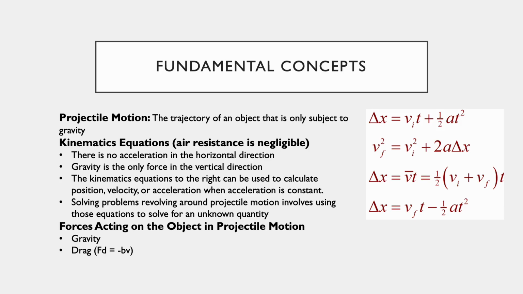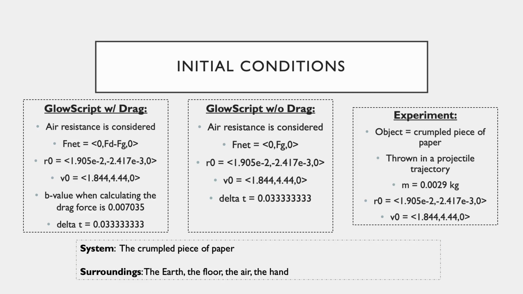In the real world, both gravity and drag act on objects in projectile motion, but in the experiment, drag was only considered in one of the modeled simulations. In all three experimental settings, our initial r was 0.1905 meters in the x direction and negative 0.002417 meters in the y direction. The initial v was 1.844 meters per second in the x direction and 4.44 meters per second in the y direction. The mass of the object was also 0.0029 kilograms.